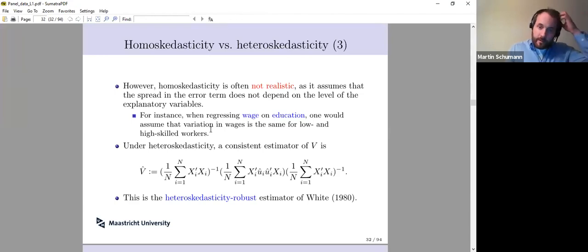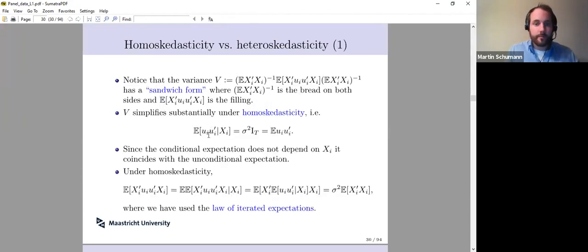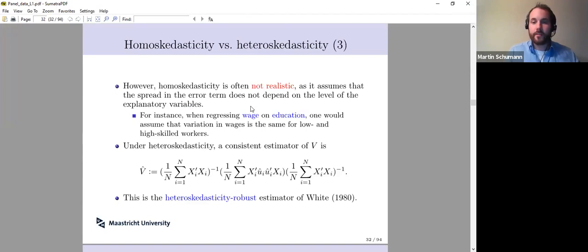When that happens, we go back to our sandwich form here, and we replace all the population means by sample means. So we will maintain this sandwich form of the estimator. And this is robust to heteroscedasticity, as has been shown in a really super influential paper by Halbert White in 1980.